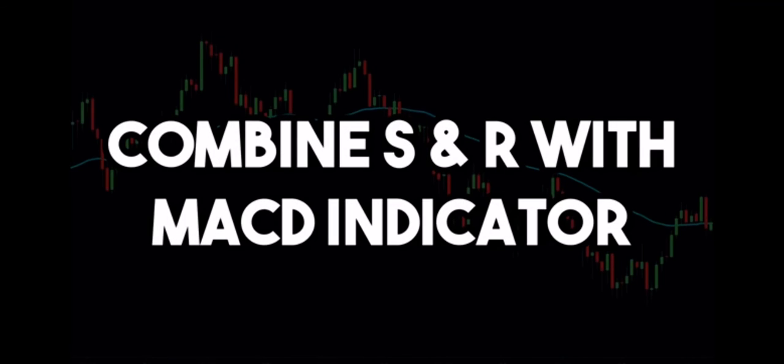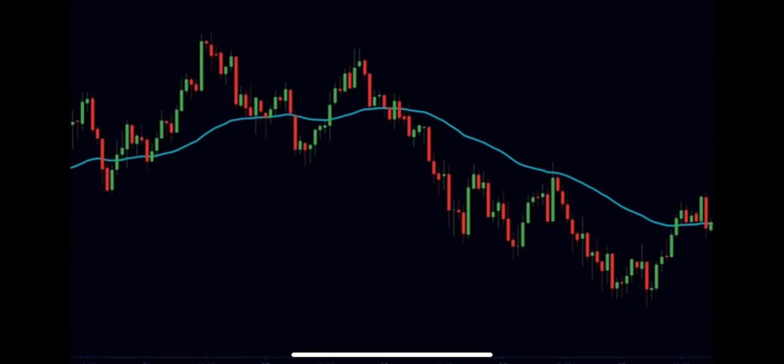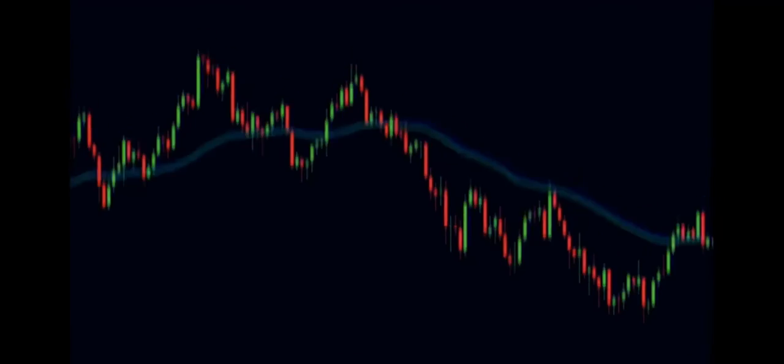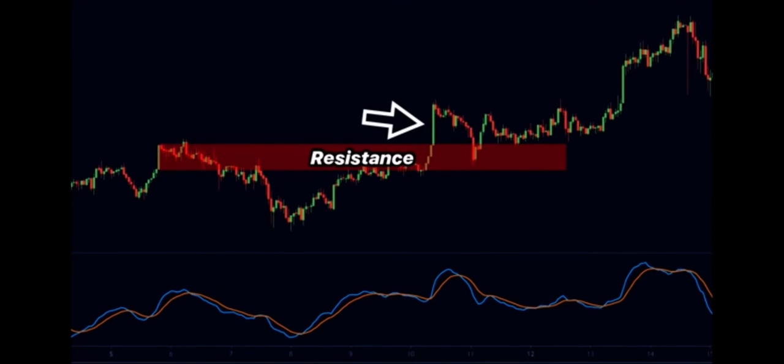Now, we can also combine support and resistance with the MACD indicator to find opportunities. So, we could use MACD crossovers to trigger our entries at key levels. For instance, here we see that the price broke this resistance level. Hence, now we expect the price to find support here.